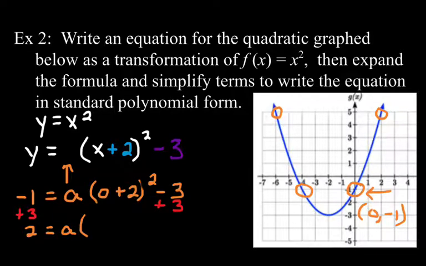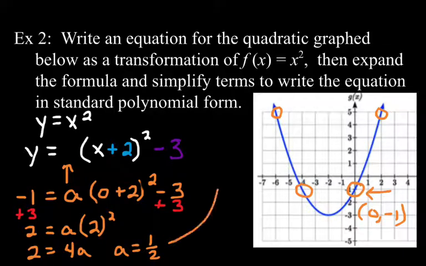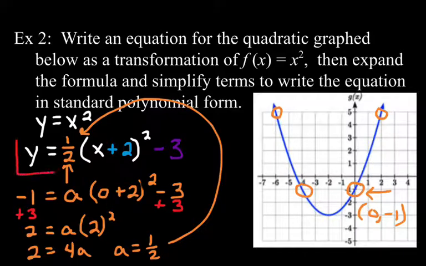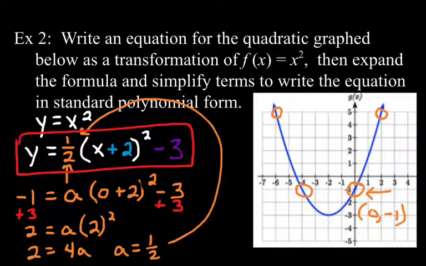And then obviously 0 plus 2 is 2. And that's being squared, so that's going to give us 2 equals a times 4. And when we divide, we find out a equals 1/2. So we can take that and put it right back up here, and now we know what goes into that gap is a 1/2. So this is our answer for writing this equation as a transformation of our parent function.